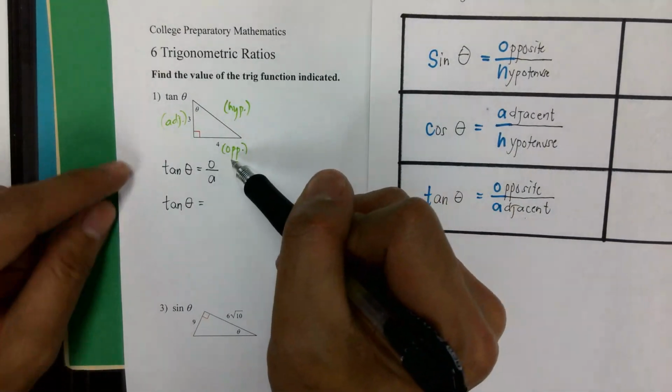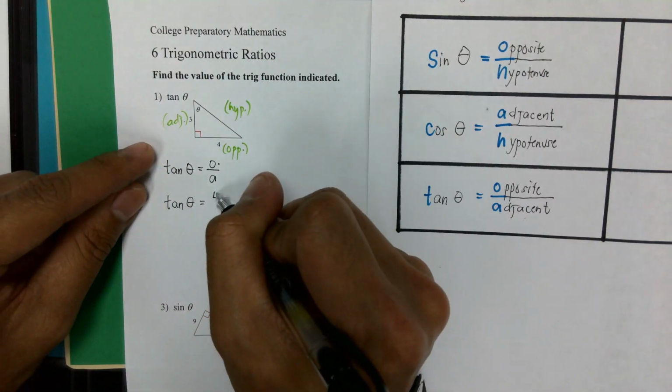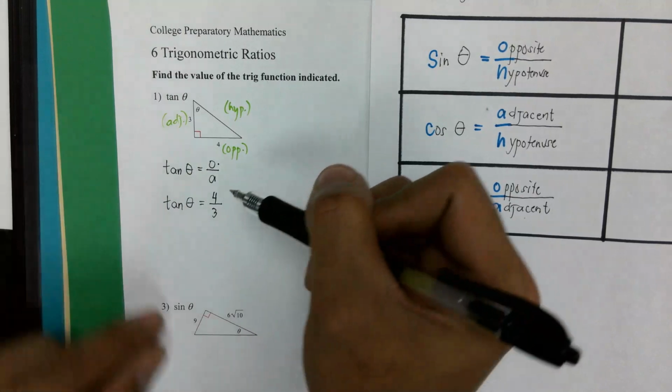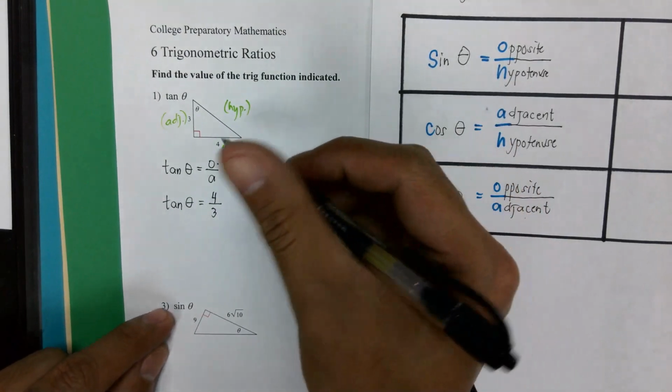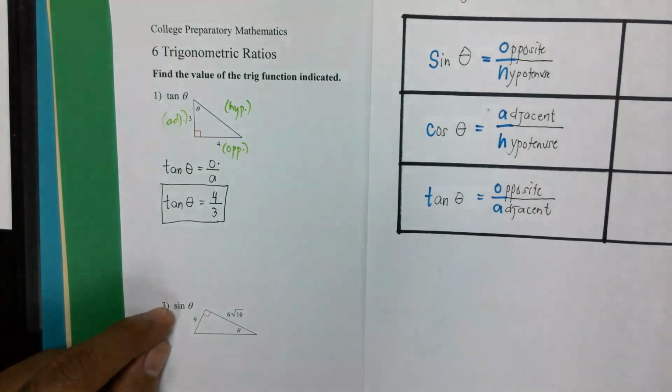Now, given that we only need opposite, which is 4, and adjacent, which is 3, then we have found our final answer for problem number 1.